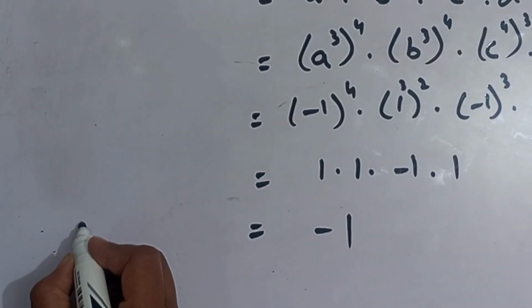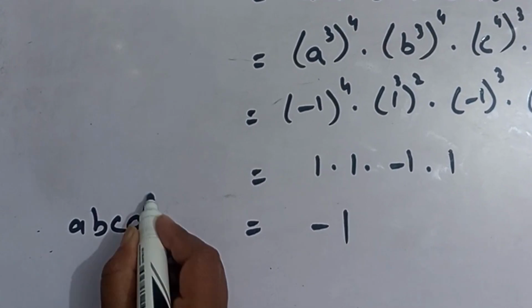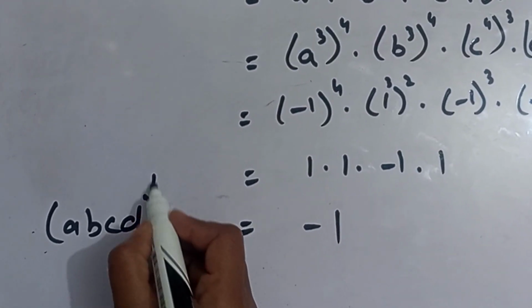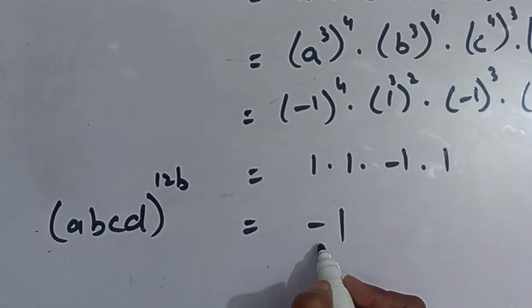So this implies the product of a b c d whole raised to the power 12b is equal to minus 1, and we have done.